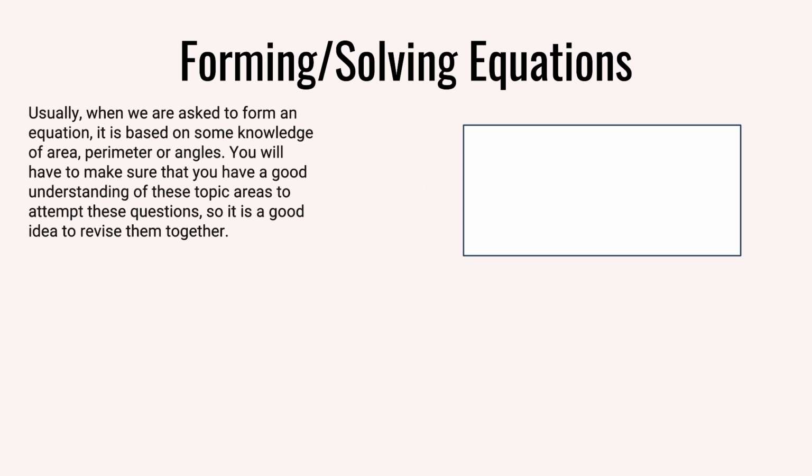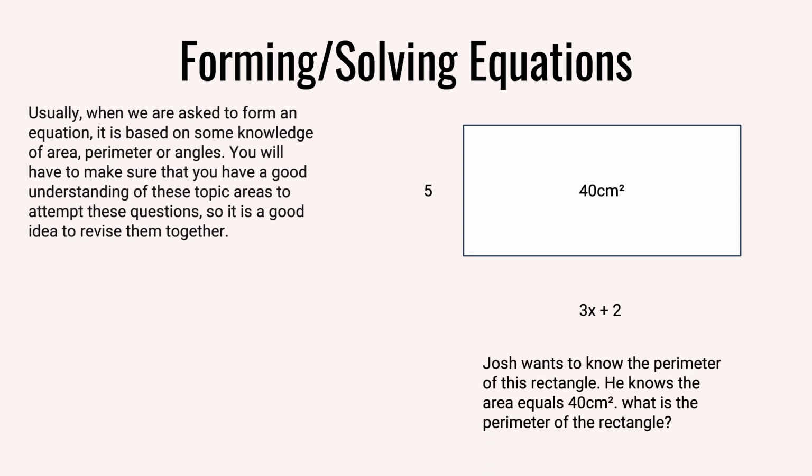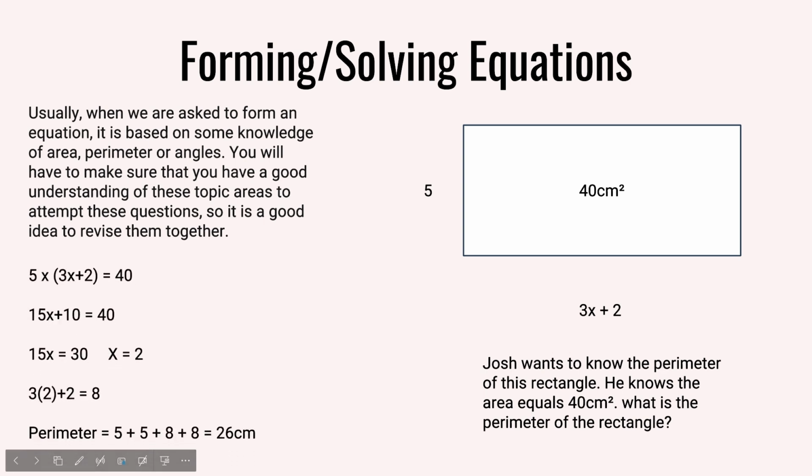Here we have a rectangle. It has sides of 5 and 3x plus 2, with an area of 40 centimeters squared. Josh wants to know the perimeter of this rectangle. He knows the area equals 40 centimeters squared. What is the perimeter of the rectangle? So, Josh must first work out the value of x.